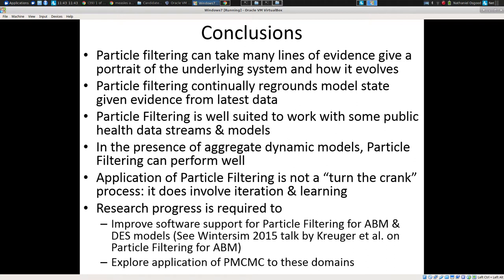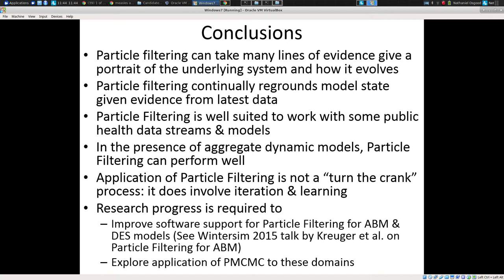In the presence of aggregate dynamic data, particle filtering with aggregate models can perform well. Particle filtering with agent-based models is something that I'll be talking about, and is one of our prime future lines of real effort. My own observation is that particle filtering with agent-based models probably needs at least some individual level information to work well. Trying to do it with purely aggregate information is still too ambiguous. You don't know which agent is responsible for the aggregate observations, etc.